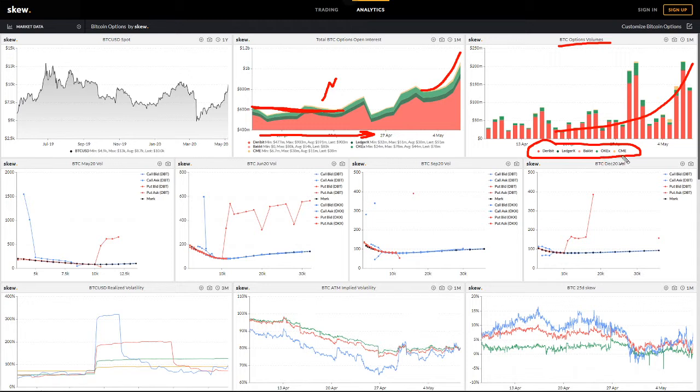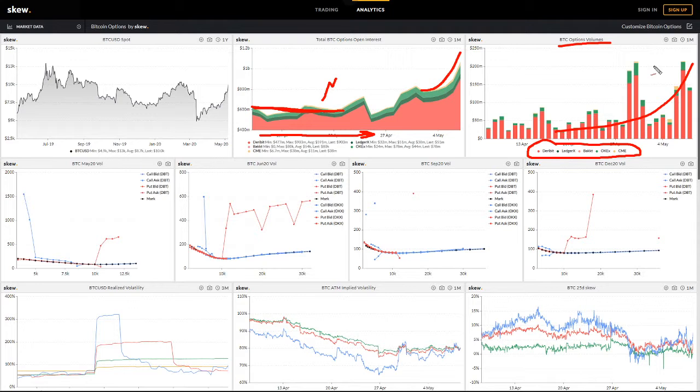A lot of people talking about CME, futures gaps, things like that. I don't really necessarily care that much about them because Deribit still is the biggest player in this space and has the most open interest. Most open interest and most volume means the most dominant player in the space. Okay, so generally we're seeing option volume increasing.